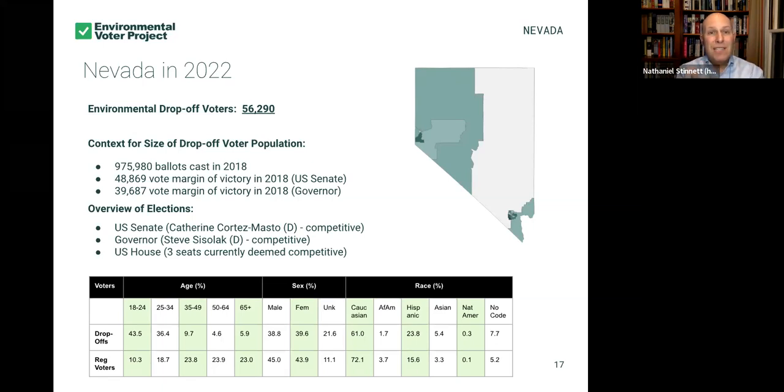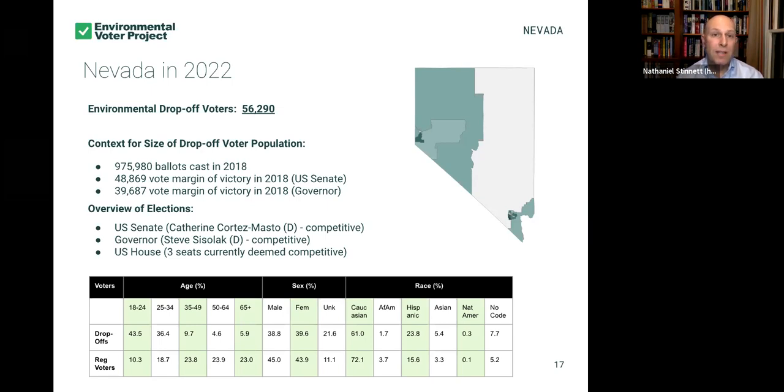And so the fact that there are 56,000 of these super environmentalists who voted in the presidential but don't normally vote in midterms, I mean, that is an enormous pool of potential political power in an enormously important political state. These environmental drop-off voters can make a big difference in Nevada. An interesting thing to see here is, yes, there's obviously a lot of urban clustering, but it's just as much around Carson City and Reno, up there in that little elbow of the state, as it is down in the southern part of the state in Las Vegas.